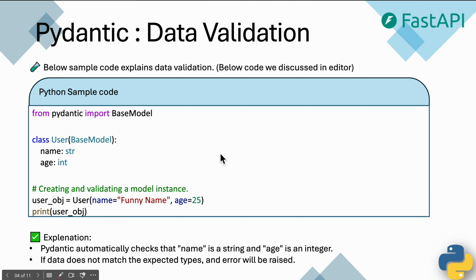Pydantic data validation. The below sample code explains data validation. The below code we discussed in the editor. Explanation: Pydantic automatically checks that name is a string and age is an integer. If data does not match the expected types, an error will be raised.